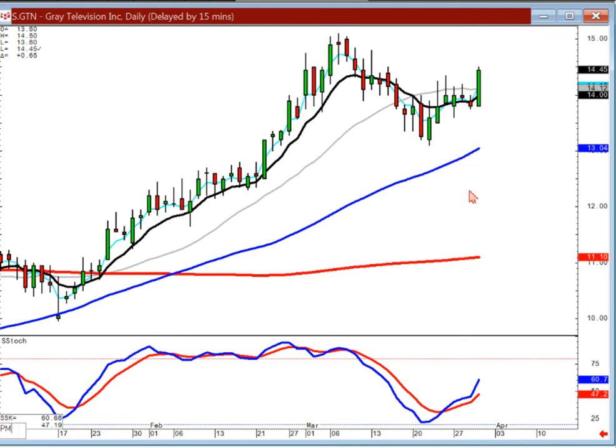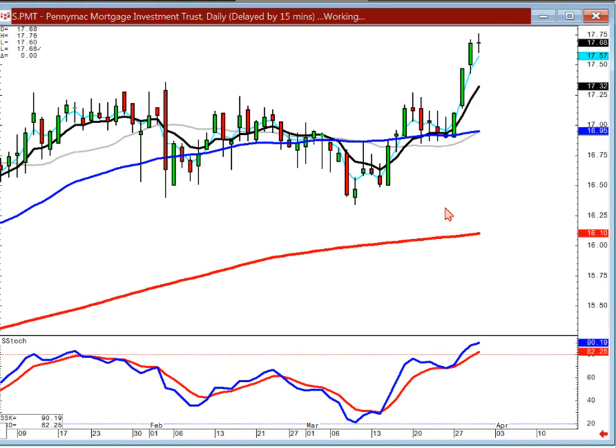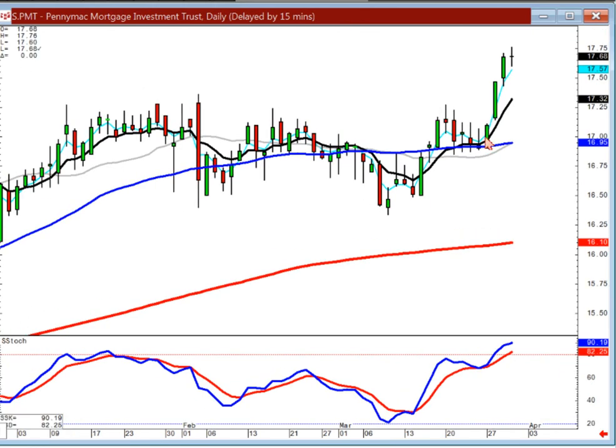And PMT, there's your inverted hammer, bullish confirmation, gap up through this area. Stay long. You're in the overbought area, so don't let it trade back below today's low. It needs to continue to trade above that level.